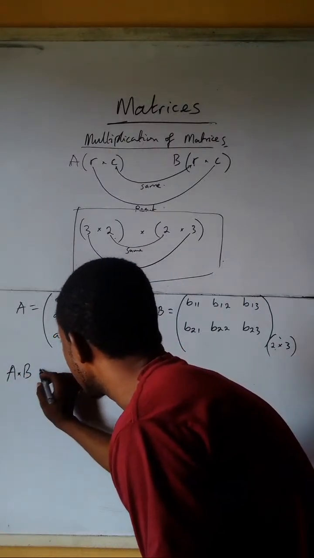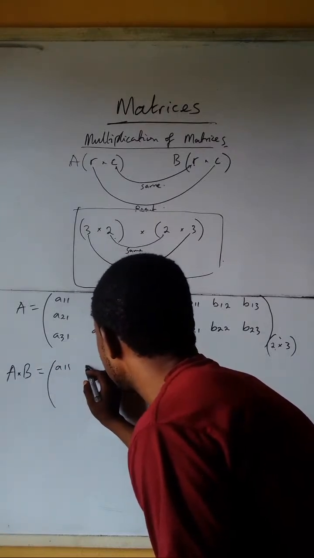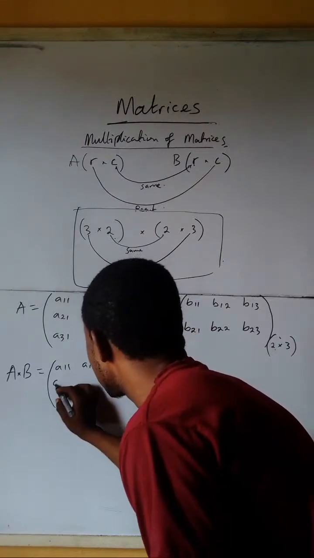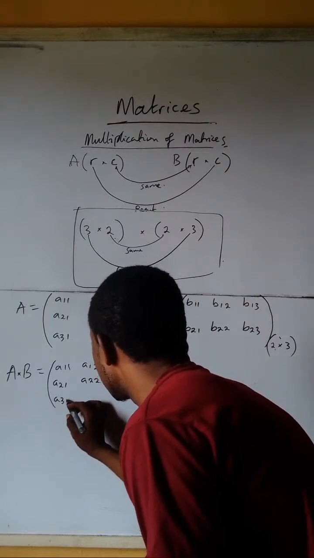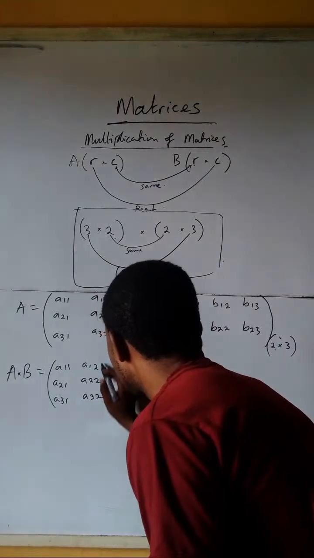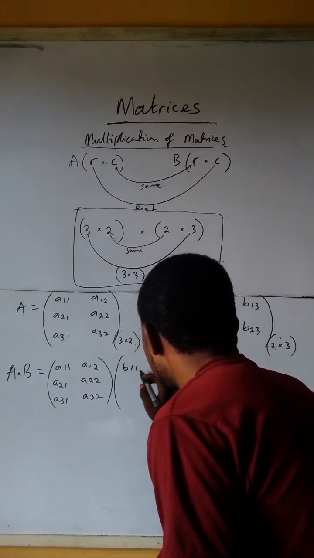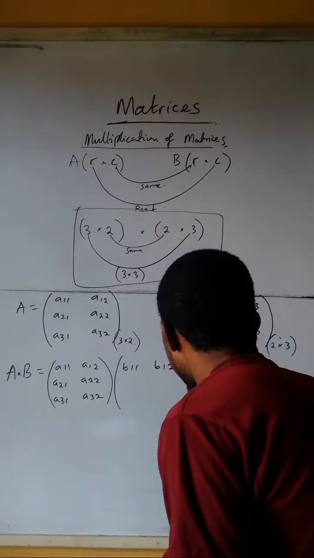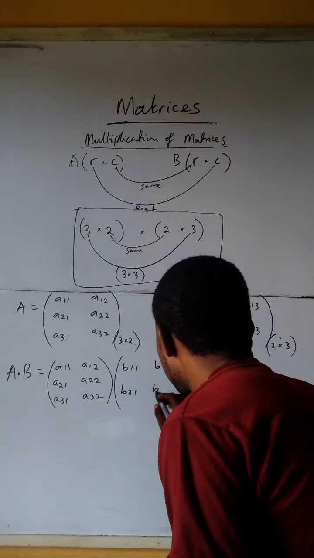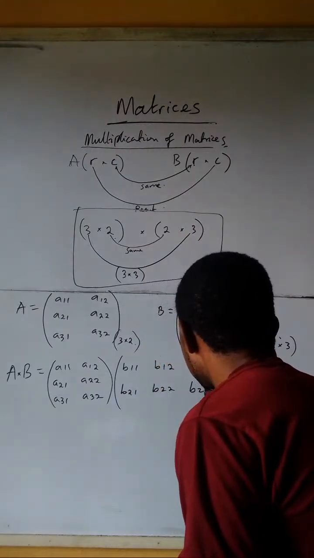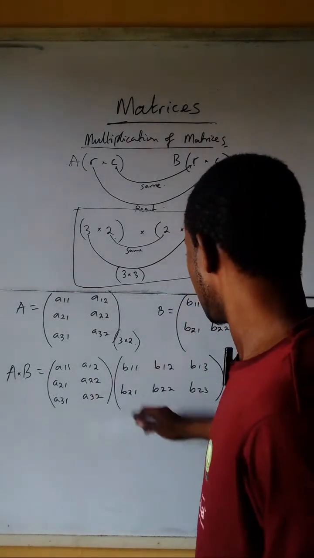A times B will then be equal to this matrix now, which is A11, A12, A21, A22, A31, A32, then multiplied by B, which is B11, B12, B13, then we have B21, B22, B23. Now, we use the first row here to take care of these 3 columns.